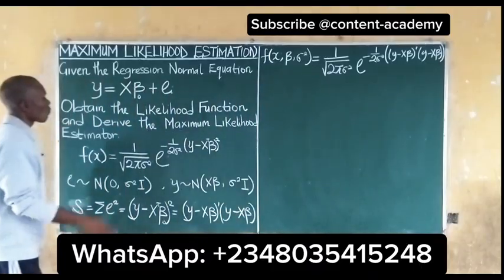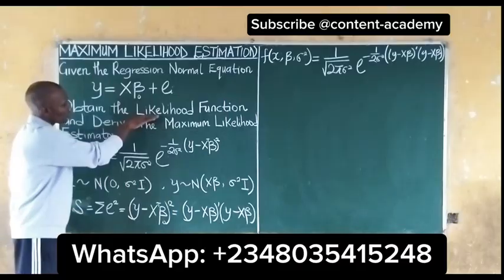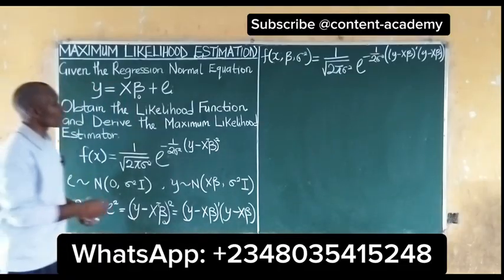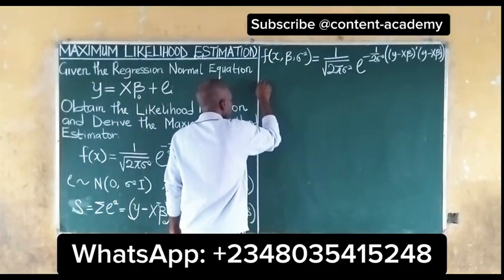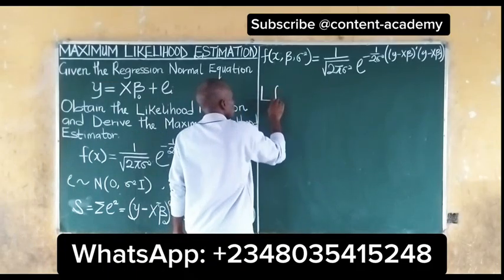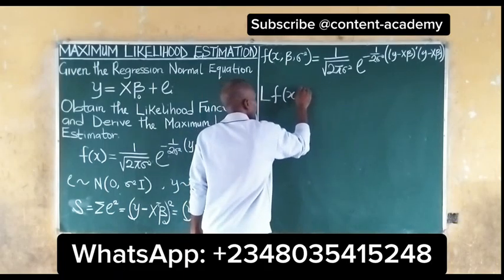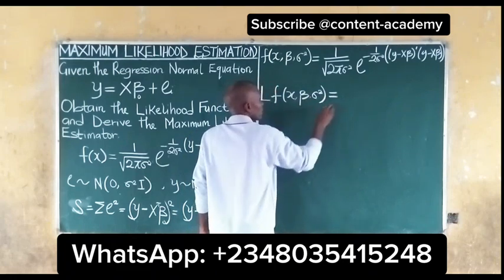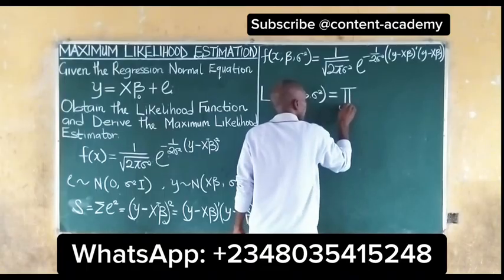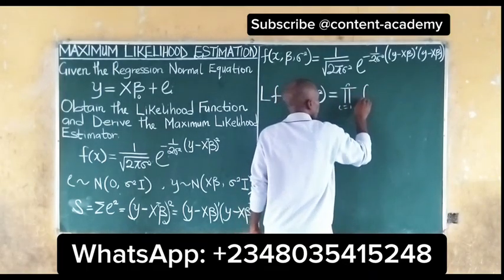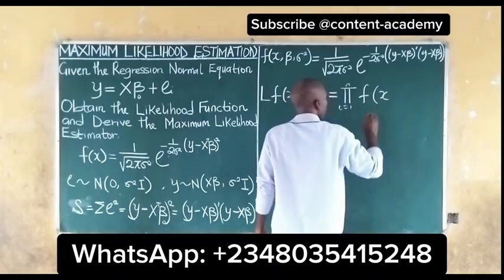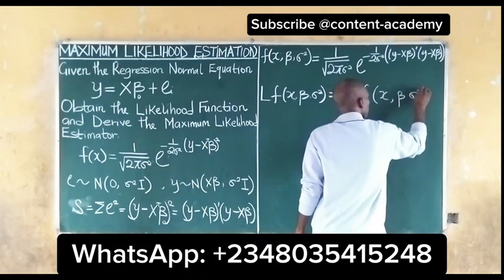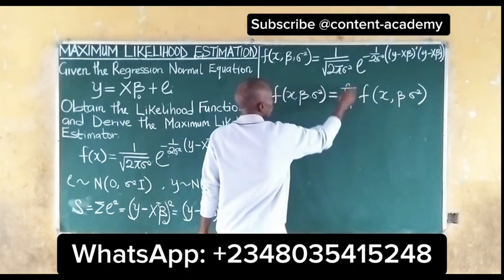Now we'll move over to what we have here as the first question. We have to obtain the likelihood function. And what is the likelihood function? The likelihood function, which is denoted as this, of any function x, b, sigma squared, is the product sum as i running from 1 to n of that function. So we'll take the product of this.